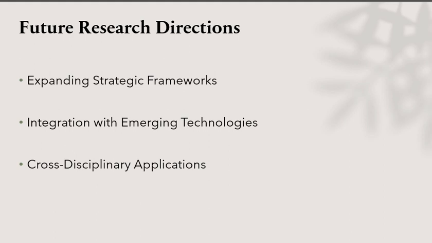Now, for future research directions, the team proposed expanding their strategic framework to incorporate consideration of non-rational behavior and emergent dynamics, recognizing the complexity of real-world decision-making processes. They suggest exploring the integration of their strategy with emerging technologies such as AI and machine learning to enhance adaptability. The researchers highlight the potential for cross-disciplinary applications of their work, suggesting collaborations with fields such as behavioral economics, social psychology, and autonomous systems.